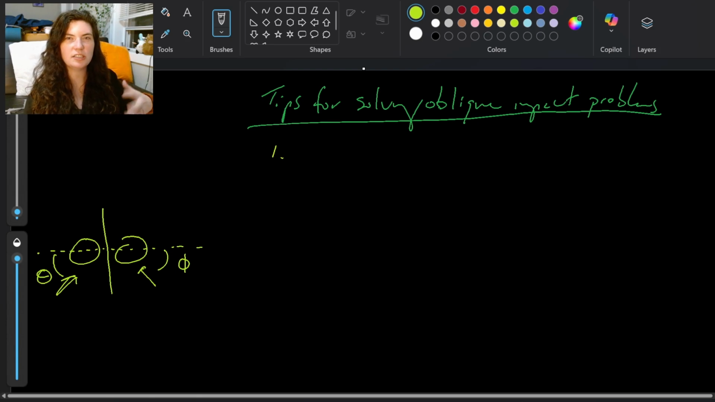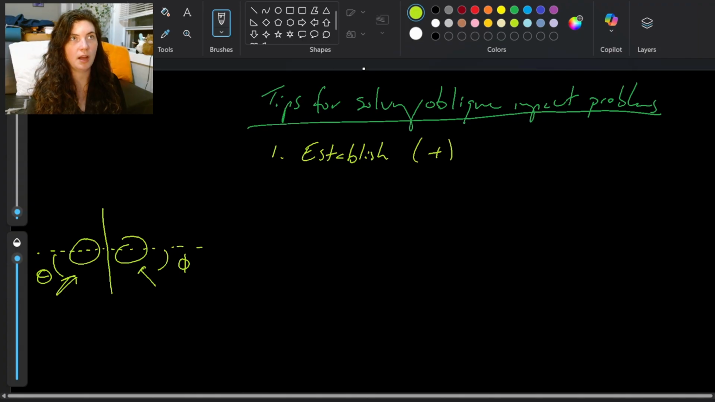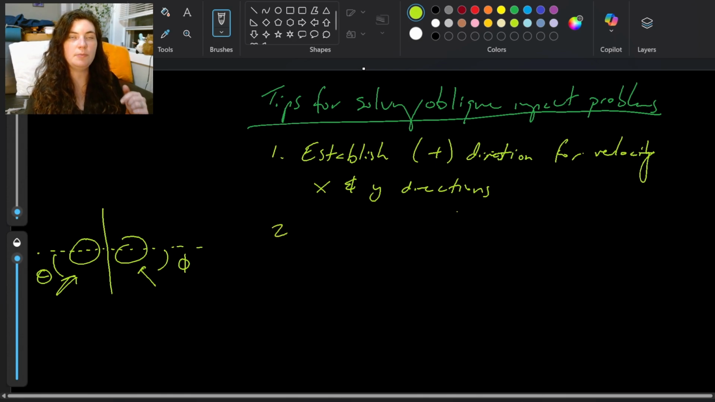So with these, you're going to still start the same way that you want to start your central impact problem, by establishing those positive directions for velocity. But now keep in mind, you need to do this for the x and y directions. Right, so two directions now. Establish both. Keep it consistent for both particles.